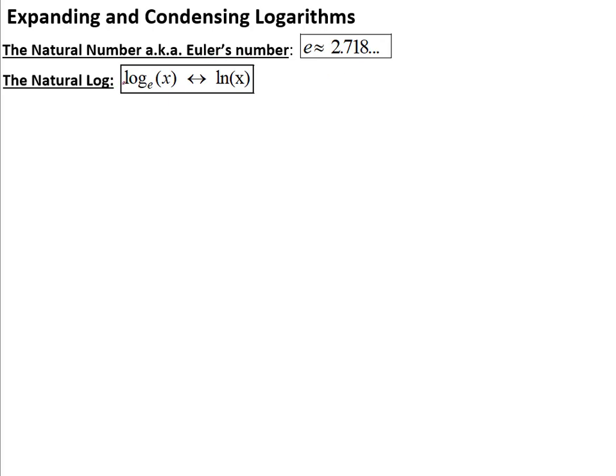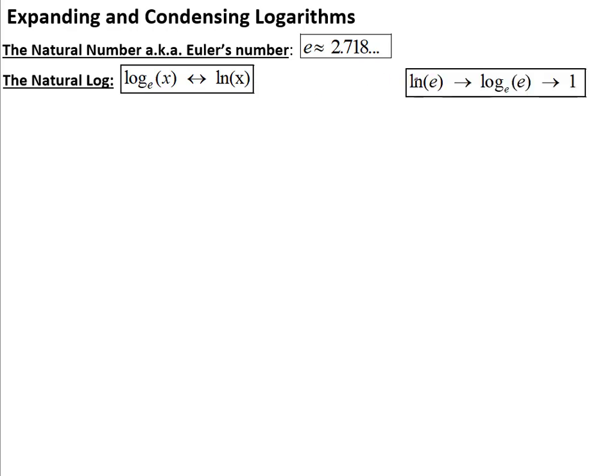So if I have a logarithm that uses our new number e as its base, that logarithm is referred to as the natural log. And you can see rather than writing it as log base e, it actually has its own way of writing it, which is ln. I believe this comes from Latin, why it's ln instead of nl, but we call it the natural log, ln of x.